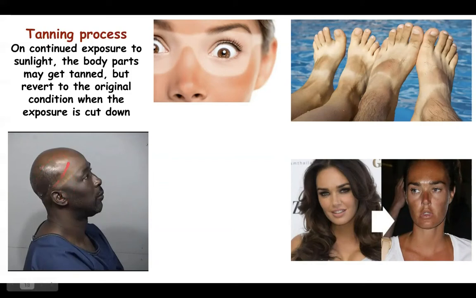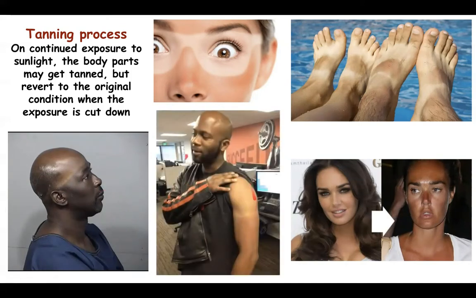So the part of his head which was covered is not tanned, but the remaining skin of his face and neck is tanned. Same goes with this man. Whatever part was covered with his shirt is not tanned, but the remaining arm is tanned, clearly indicating that tanning happens due to exposure of a body to extra or excessive sunlight.